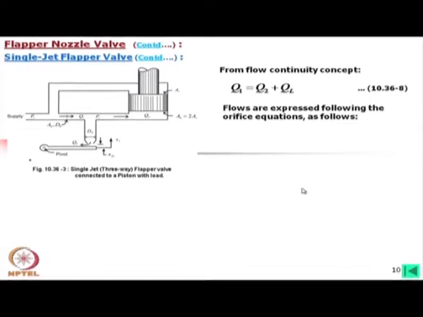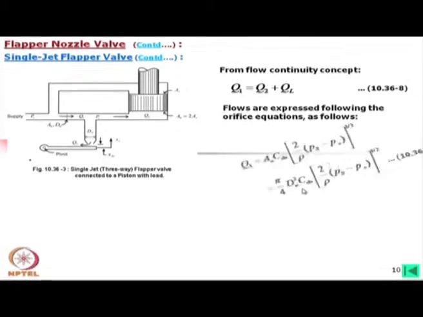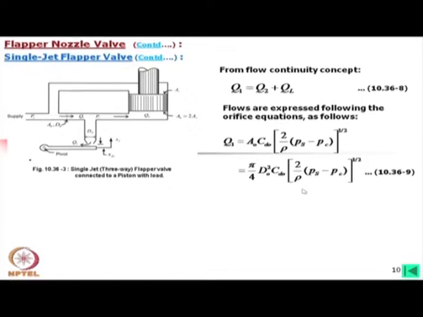Flows are expressed following the orifice equations as follows. Now, the orifice equation is the same, the only thing in this case is that A0 is the area, which is pi by 4 d0, where d0 is the diameter here. Now, this is the system pressure and this is the control pressure over here. So, this is the flow Q1, the total flow.